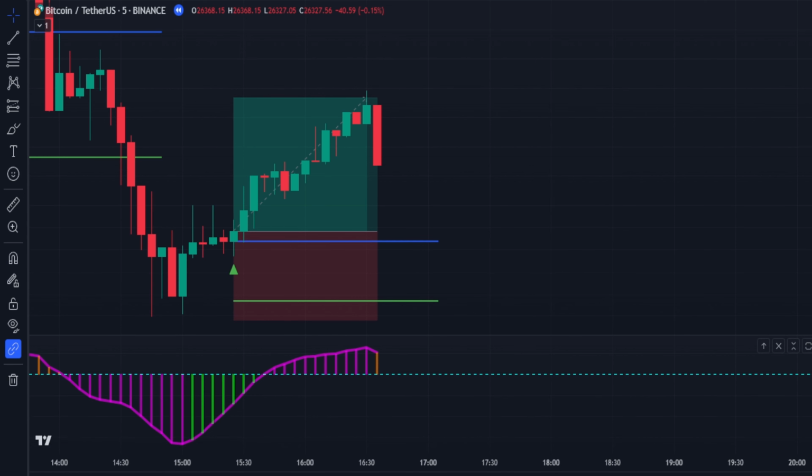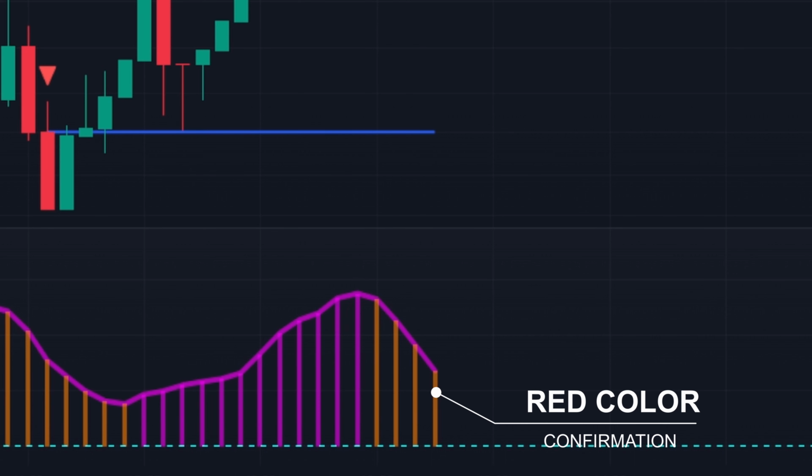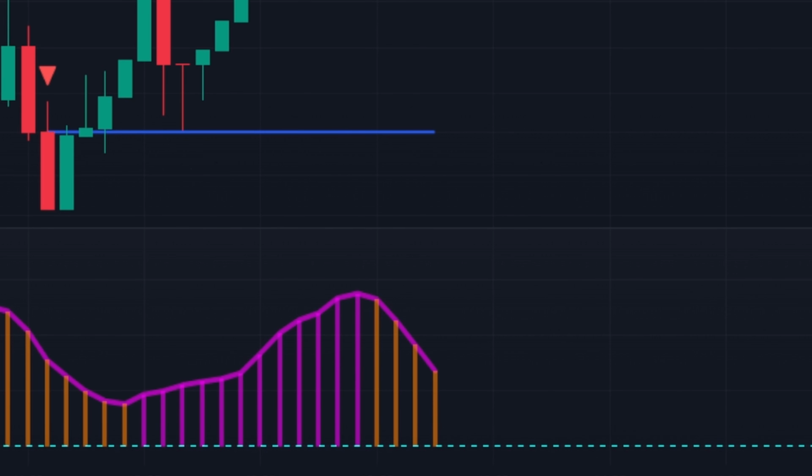First, we will need to see a red arrow signal forming above a red candle. This indicates that we are in a bearish market. Second, we will need to take a look at the reverse EMA. We will need to make sure that it is in red color. This indicates that the market is in a downtrend.